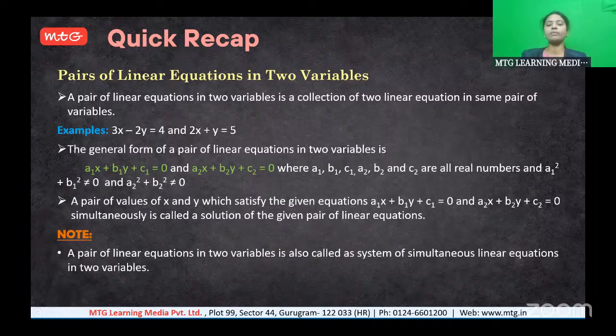So one important point to remember: a pair of linear equations in two variables is also called a system of simultaneous linear equations. So this is what I've been telling you. You call it simultaneous equations, or we call it a system of linear equations. Whatever you call it, we are discussing a pair of linear equations only.